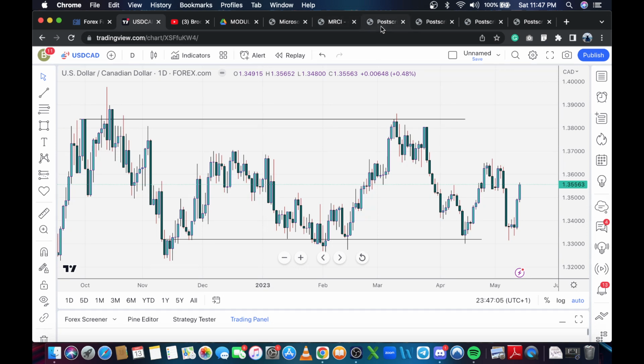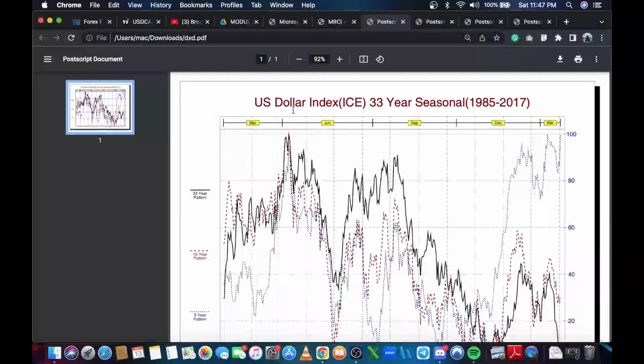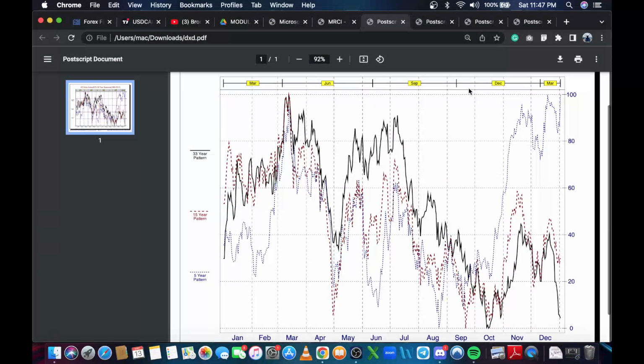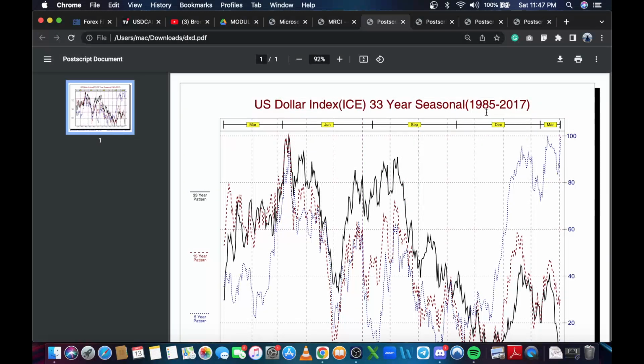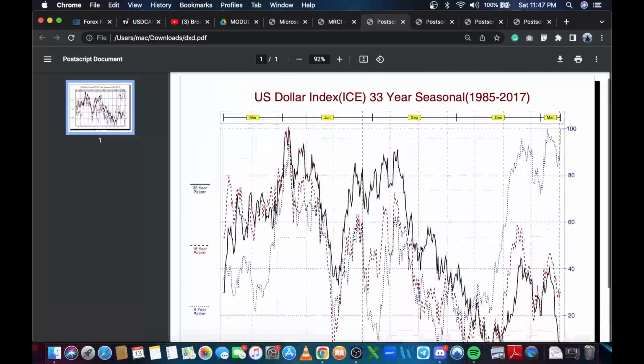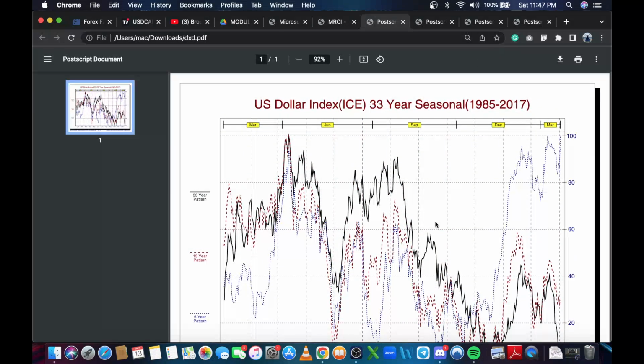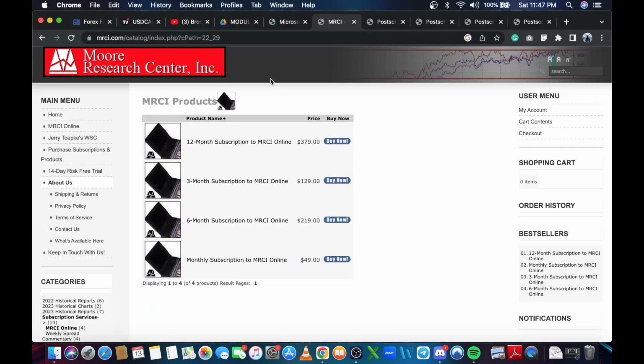Okay, so if we're going to look at seasonal tendency, this is US dollar seasonal tendency. Now this is between the year of 1985 to 2017, so this is a little bit not up to date. It's about 5 years, almost 6 years behind. So if you want to get the current data, because there's no way you can get the PDF. Before you could get the PDF, but now just no PDF.